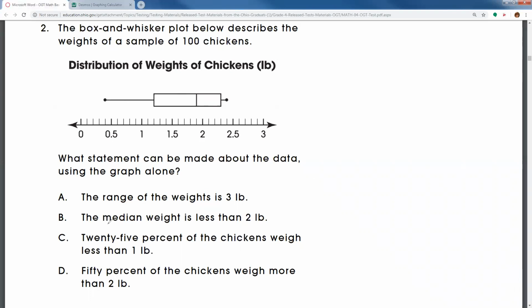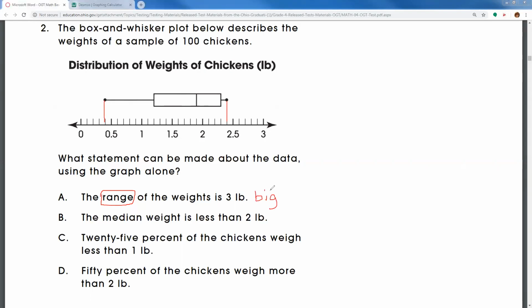So what statement can be made? Let's check each statement one at a time. What did range mean? Range meant altogether the top number, so the biggest number, minus the smallest number. A similar concept, but we do need to know for sure this is the exact top number minus the smallest number.